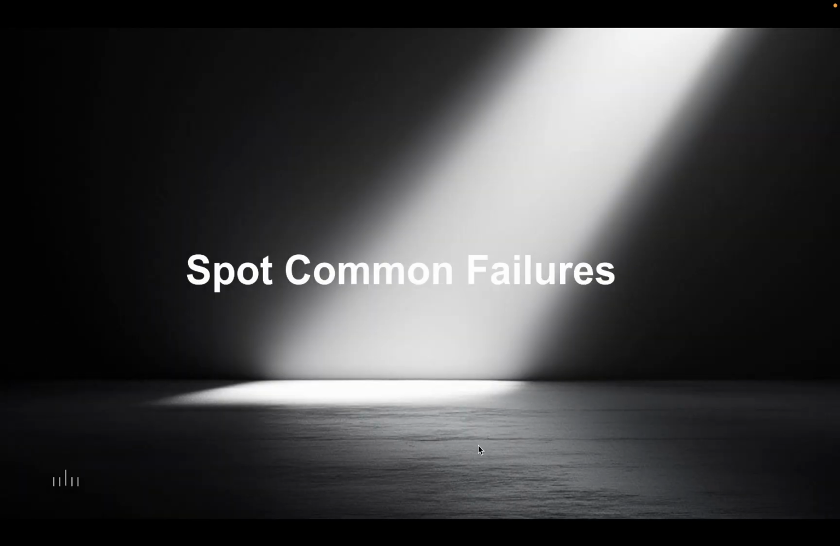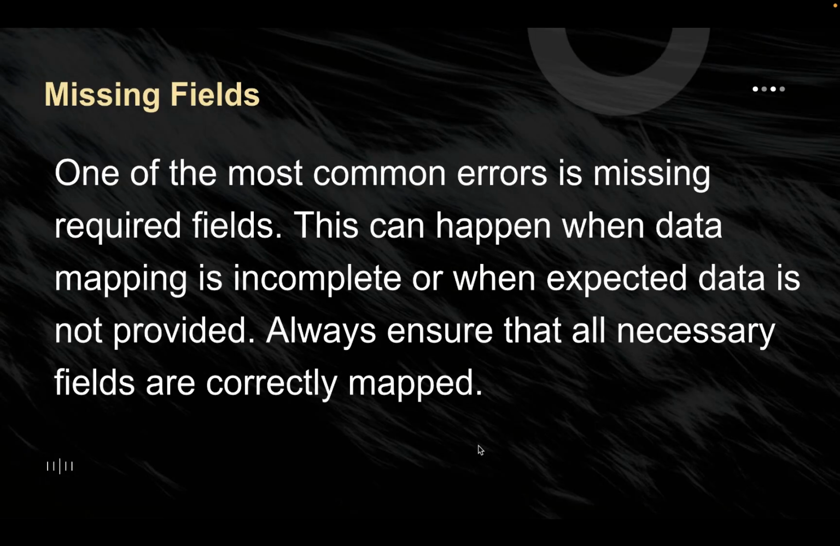Now let's look at some common failures and how to undo them. Missing fields. One of the most common errors is missing required fields. This can happen when data mapping is incomplete or when expected data is not provided. Always ensure that all necessary fields are correctly mapped. Sometimes when you are passing data to, let's say, another module, this module might need some specific information to run. If you are not passing this information, you are going to get an error.